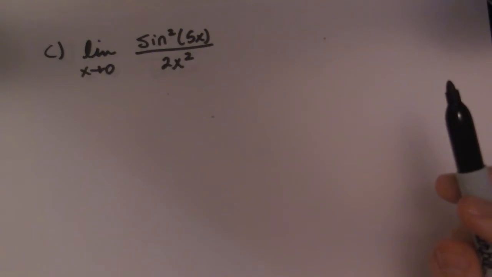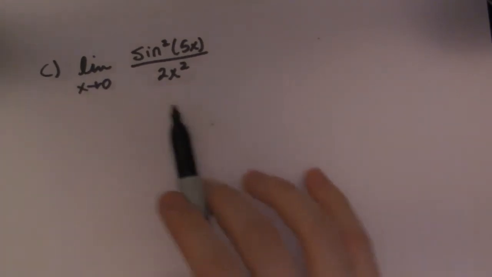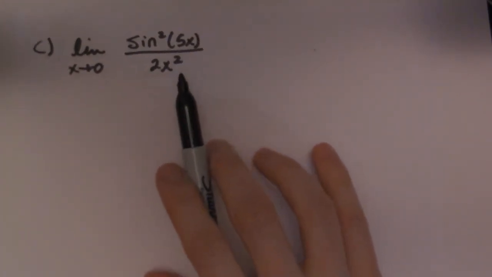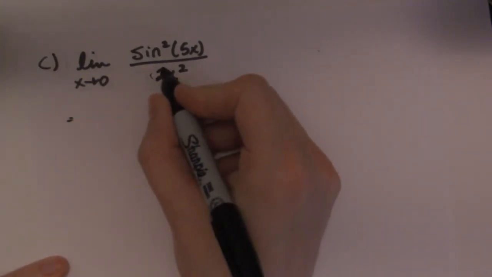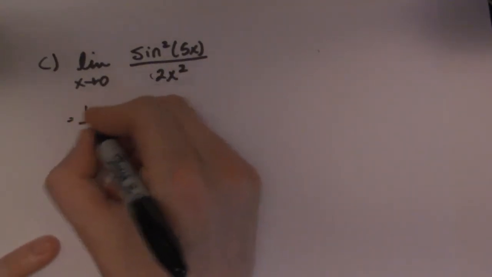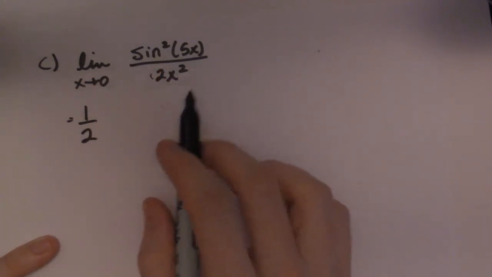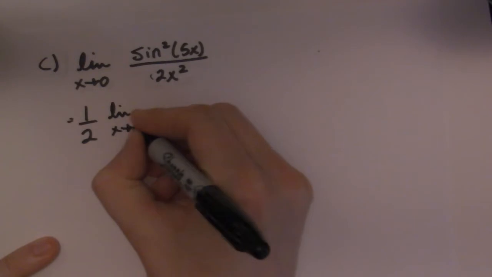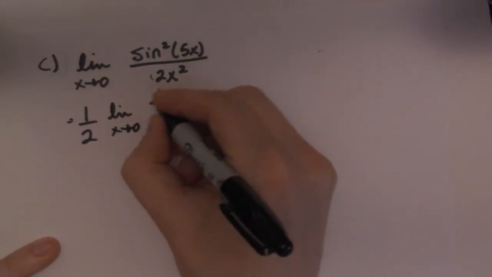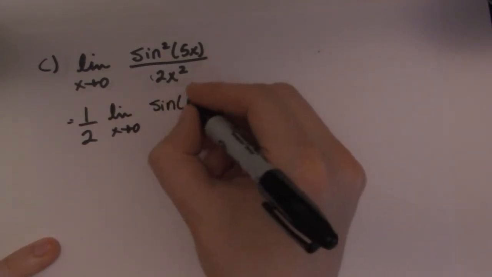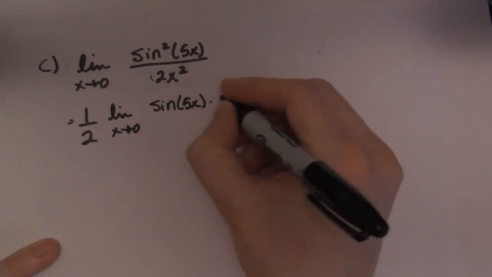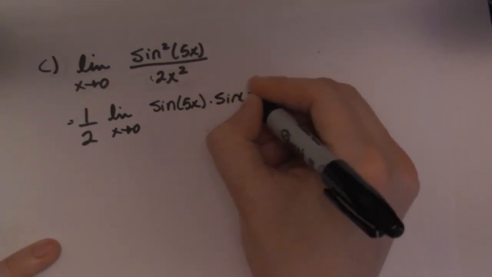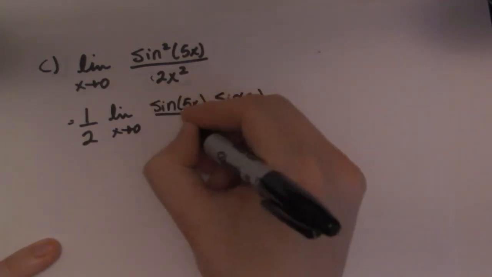Alright, let's try the next one. So the next one actually starts in a similar place to where we ended up in that one. So again, I can take the number that's in the bottom. I didn't really think that example through. I should have done this one first. And then I take the 1/2 out, and then I'm left with the limit as x goes to 0. And then I'm just going to break it up as sine 5x times sine 5x all over x over x.